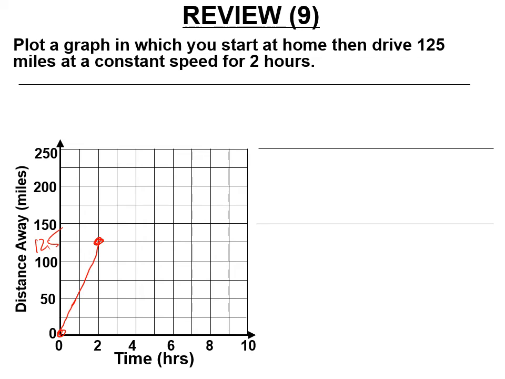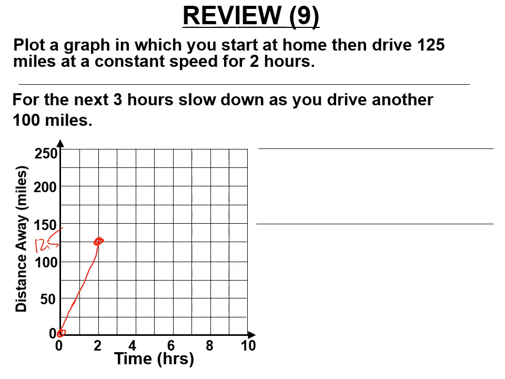Okay. Next section, for the next 3 hours. So, right, we went 2, now we're going 3 more. We should end up at 5. Drive another 100 miles. So we did 125, and we got to go another 100. So we're going to get a 225. So we got to end up there. And it says slow down as you drive that. All right, so it's got to look something like that. We got to bend it that way to show it's slowing down. Oh, normally I do blue next, but too bad.